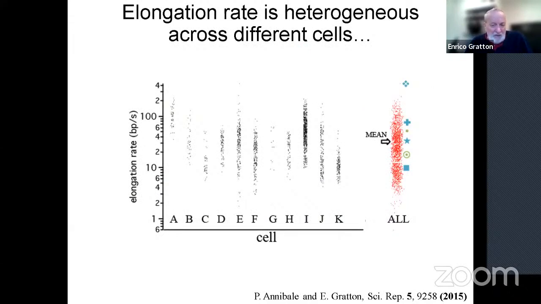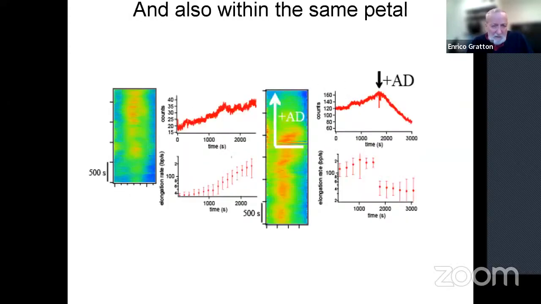Elongation rate is heterogeneous along different cells. So those are different cells, A, B, C, D. You can see that some points are faster, some points are slower, like this one. Then we can see the mean value, and we can build a histogram of all the cells and figure out how long it takes a polymerase to produce the gene MS2. Can I have the next slide?